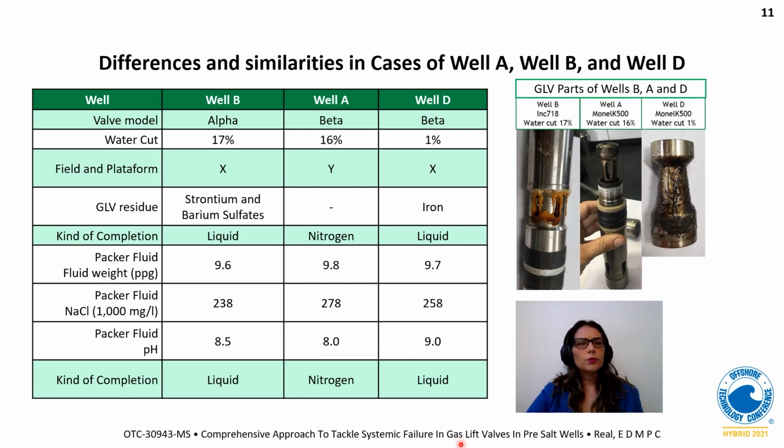The composition of the fluid used in all three cases is remarkably similar. However, well A was completed with nitrogen in the annulus, differently from well B and well D, that were completed with epoxy fluid and diesel. The fact that well A was completed with nitrogen in the annulus avoided contact of the completion fluid with the produced fluid, which would allow the formation of compounds that could be deposited and cause the valve failure.